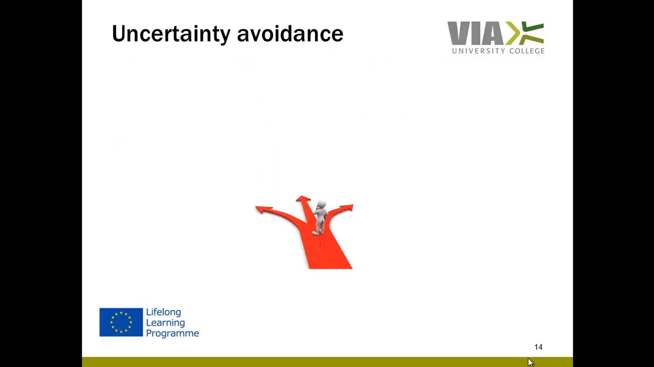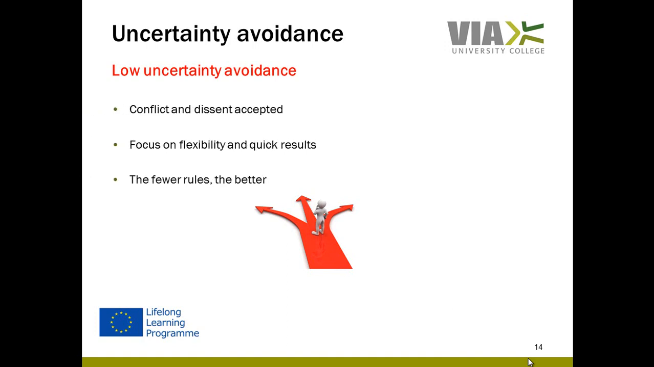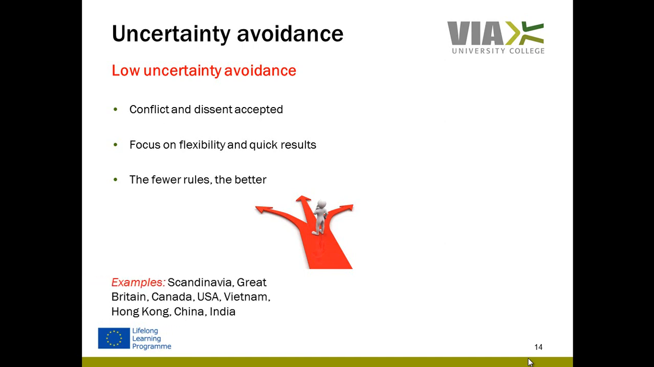This value dimension describes the extent to which people in a culture are at ease with the unknown. Cultures scoring low in uncertainty avoidance, such as Britain and Denmark, tend to feel at ease with unknown situations and what lies ahead. This also means that job mobility occurs more commonly than in high uncertainty cultures. Open-ended instructions, various ways of doing things, and loose deadlines are more typical in these kinds of cultures. And in general, people dislike laws and rules and regulations. Examples of low uncertainty avoidance cultures are Scandinavia, Great Britain, Canada, the USA, Vietnam, Hong Kong, China, and India.